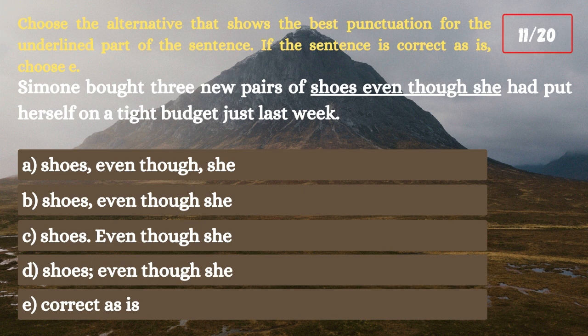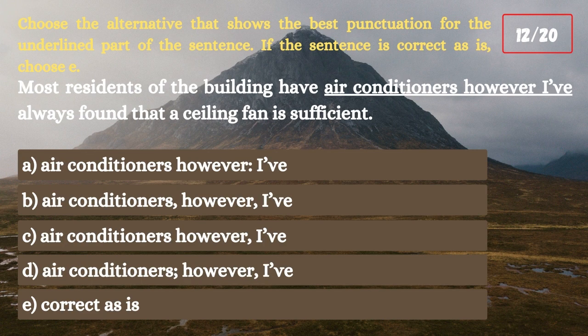Choose the alternative that shows the best punctuation for the underlined part of the sentence. If the sentence is correct as is, choose E. Simone bought 3 new pairs of shoes, even though she had put herself on a tight budget just last week. Most residents of the building have air conditioners. However, I've always found that a ceiling fan is sufficient.